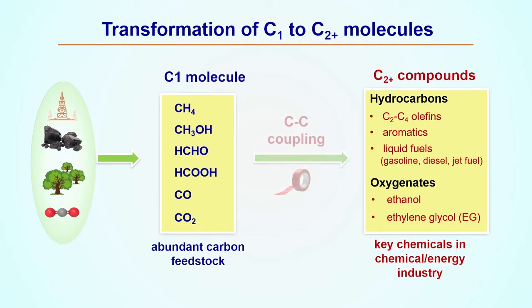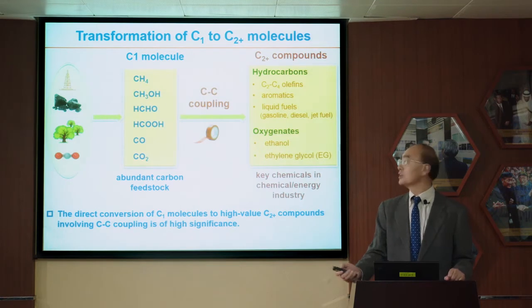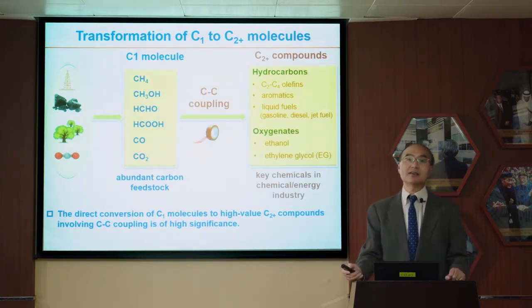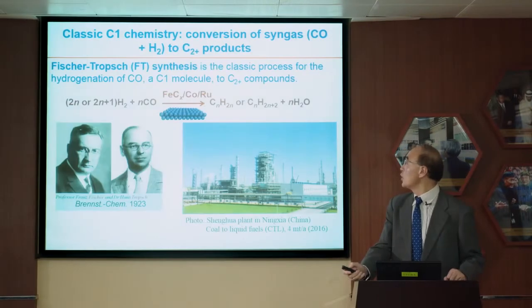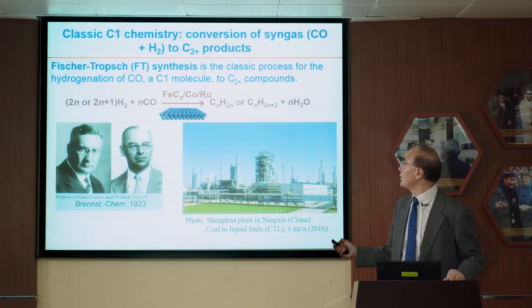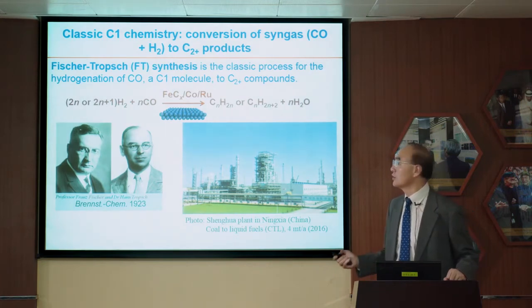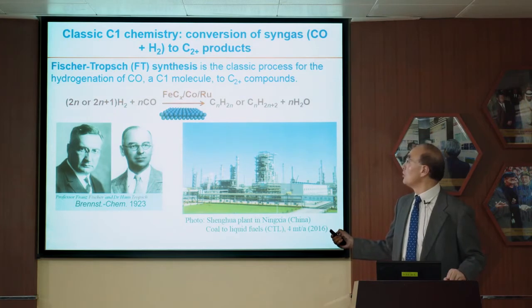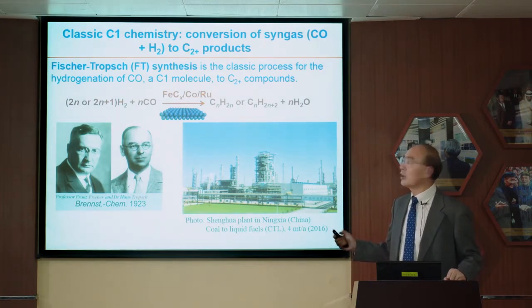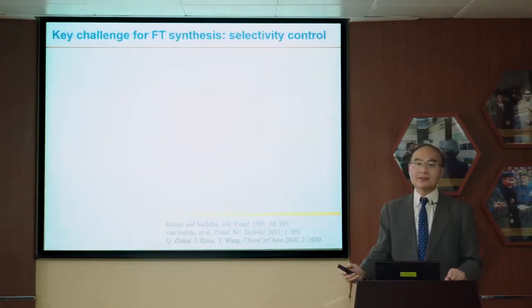The direct conversion of C1 molecules to high-value C2+ compounds involving C-C coupling is of high significance. The Fischer-Tropsch synthesis is a classic C1 chemistry process for the hydrogenation of a C1 molecule to C2+ compounds, including both olefins and paraffins. And iron carbide, metallic cobalt, and metallic ruthenium are efficient catalysts for Fischer-Tropsch synthesis. The selectivity control is the key challenge for FT synthesis.